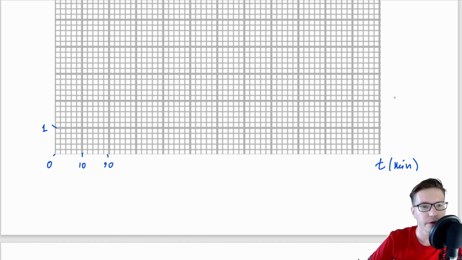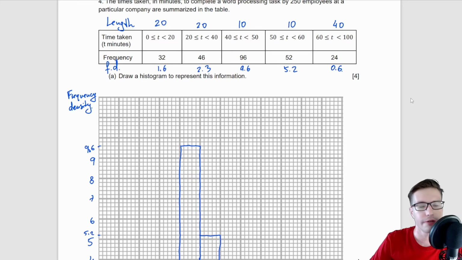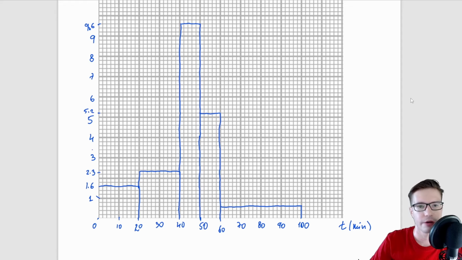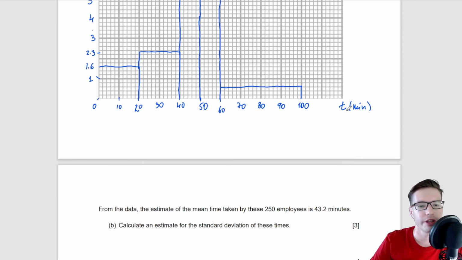And I'll just draw those rectangles. Okay, here we go, that's the histogram. I believe everybody can draw rectangles, but a couple of things to remember. First, draw the frequency density on the y-axis. Second, label the axes. Third, choose a linear scale on both axes. And finally, indicate some of your values on your axes. And now we can move on to the next one.